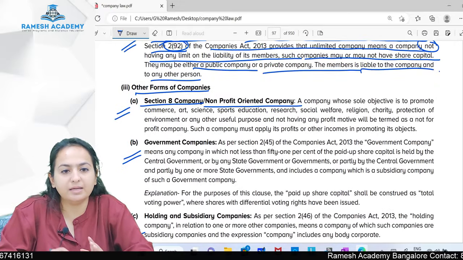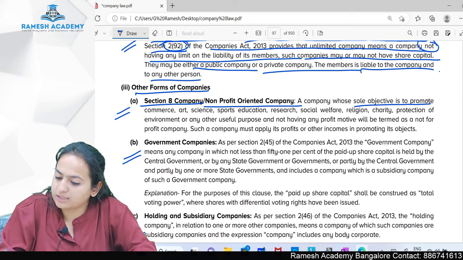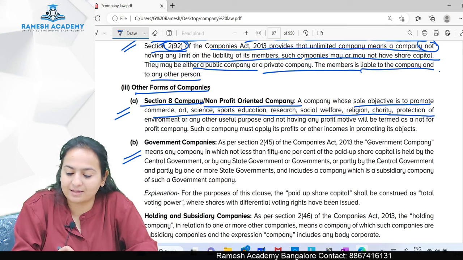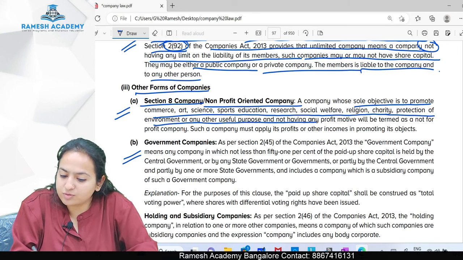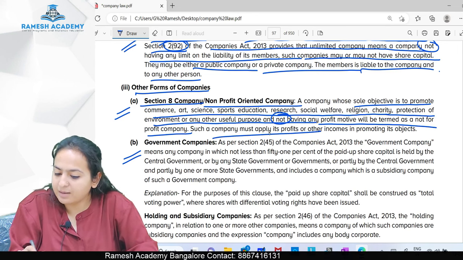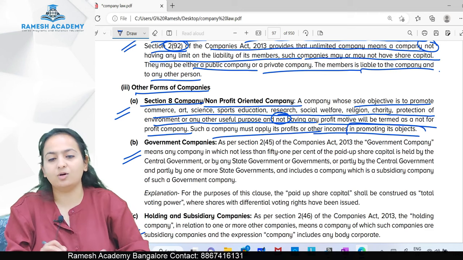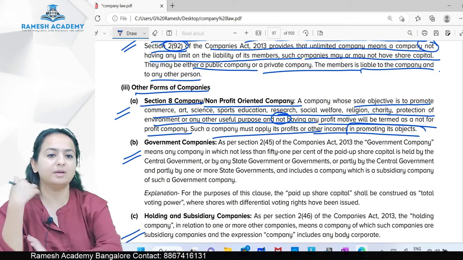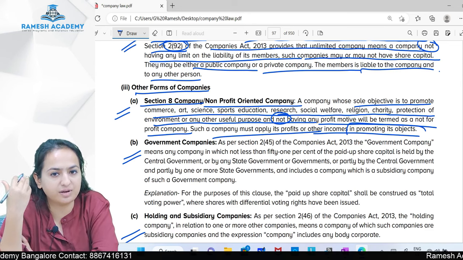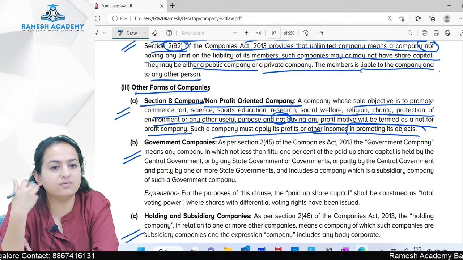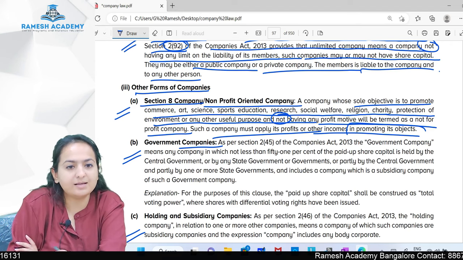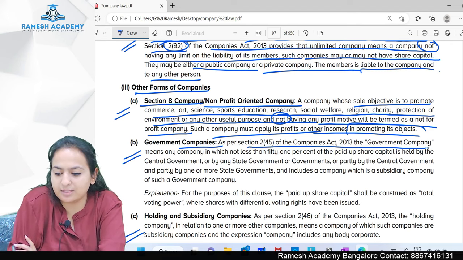What is a Section 8 company? A non-profit company, okay? Its sole objective is to promote commerce, arts, sports, research, social welfare, religion, charity, protection of the environment and other useful purposes, but without a profit motive. It is called an NPO. Such a company may apply its profits or income in promoting its objects. So what is the object? The object may be to promote commerce, science, sports, education, research, social welfare, religion, charity, protection of the environment, or social objectives, you can say.